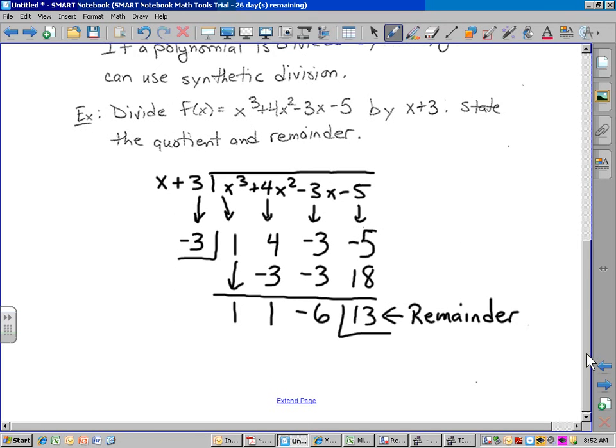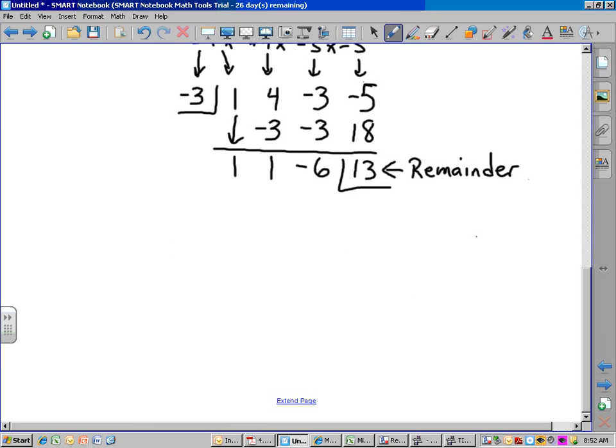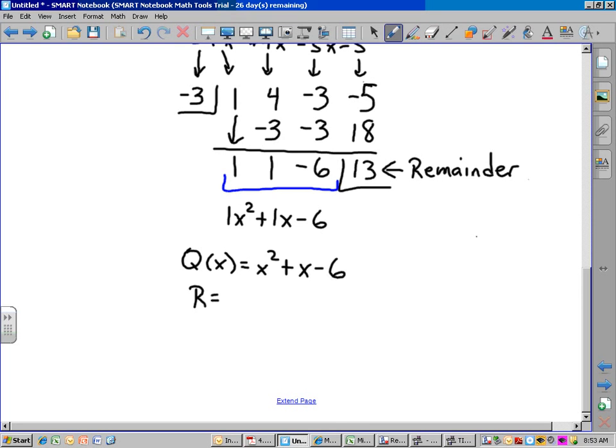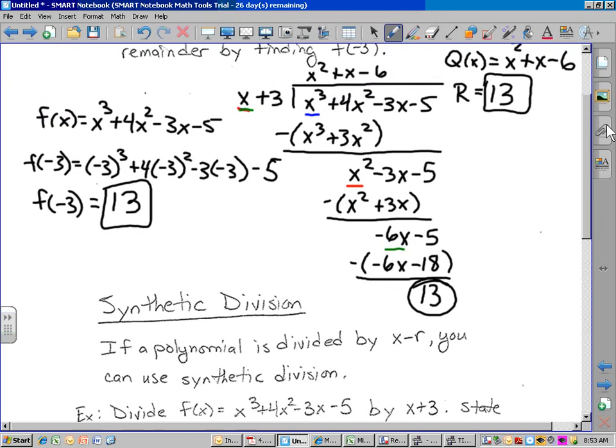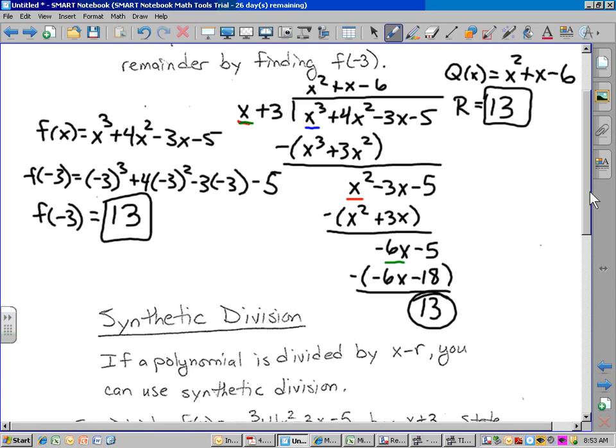What also we get out of this is the quotient. Okay, these numbers right here are the quotient. They are the coefficients of the quotient. Now, we divided once, so the quotient will be 1 degree less than what we started with. Since we started with x cubed, this will be 1x squared plus 1x minus 6, or q of x equals x squared plus x minus 6, and we know the remainder is 13. So we got the exact same answer as we did earlier. Quotient x squared plus x minus 6, remainder of 13.